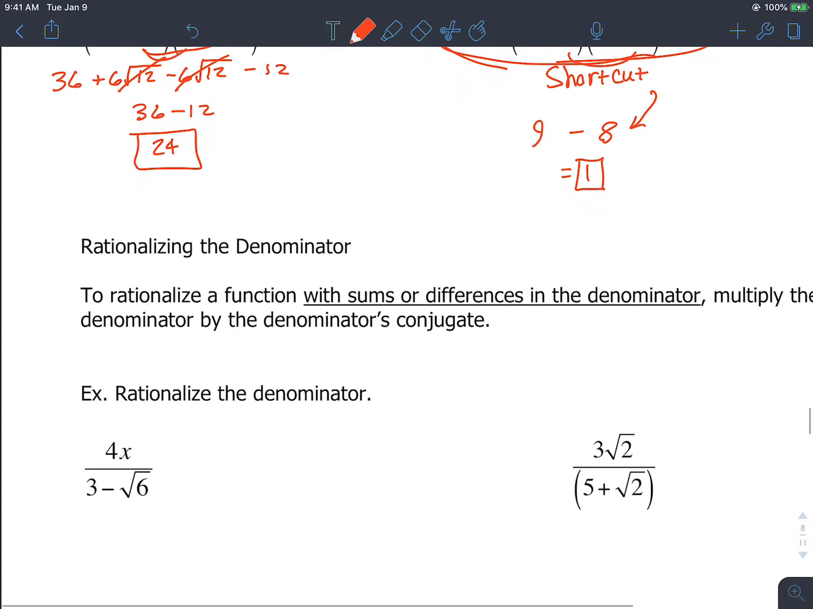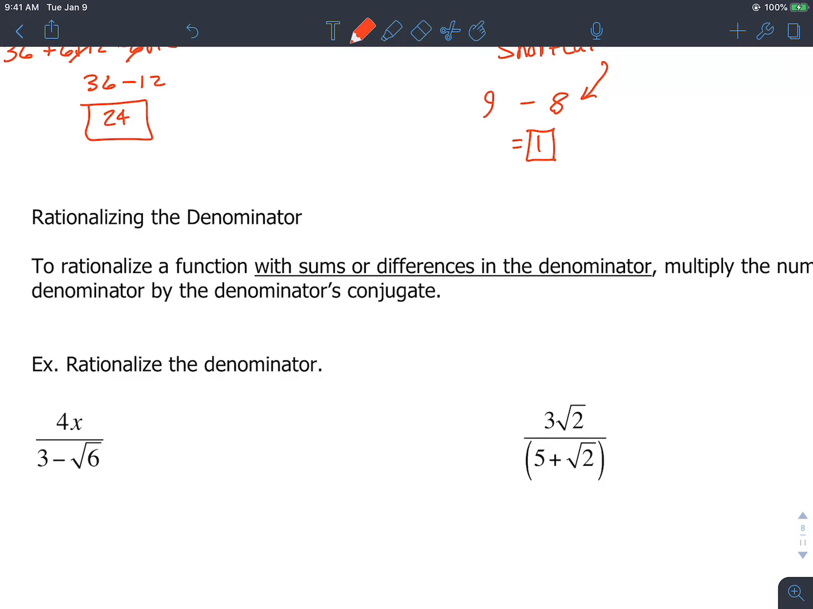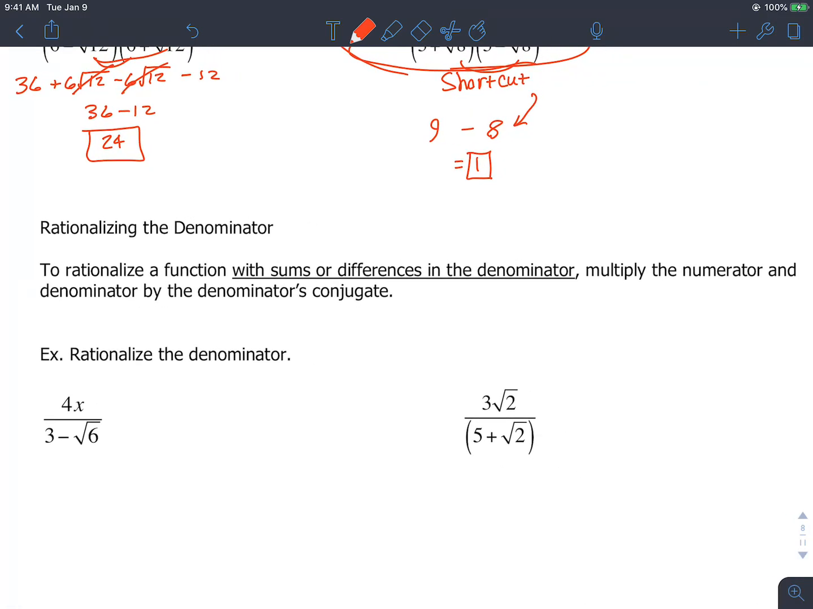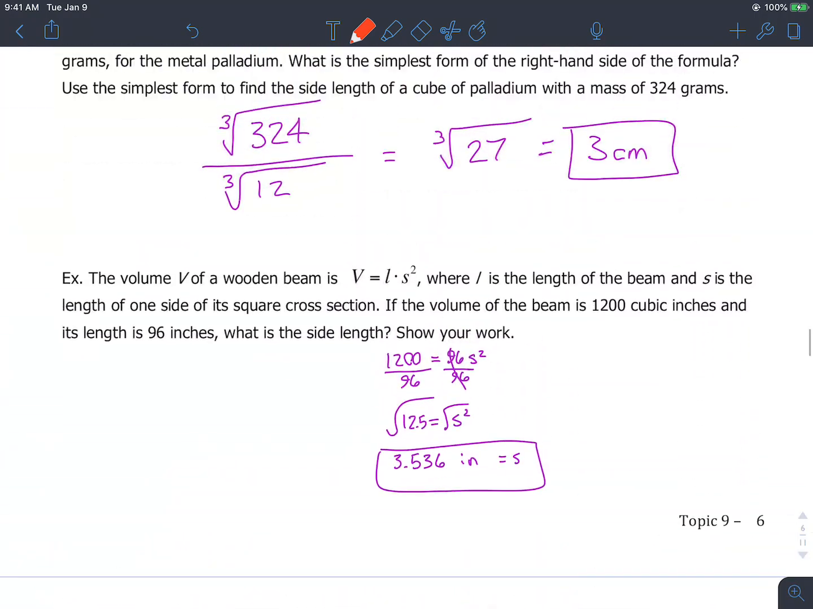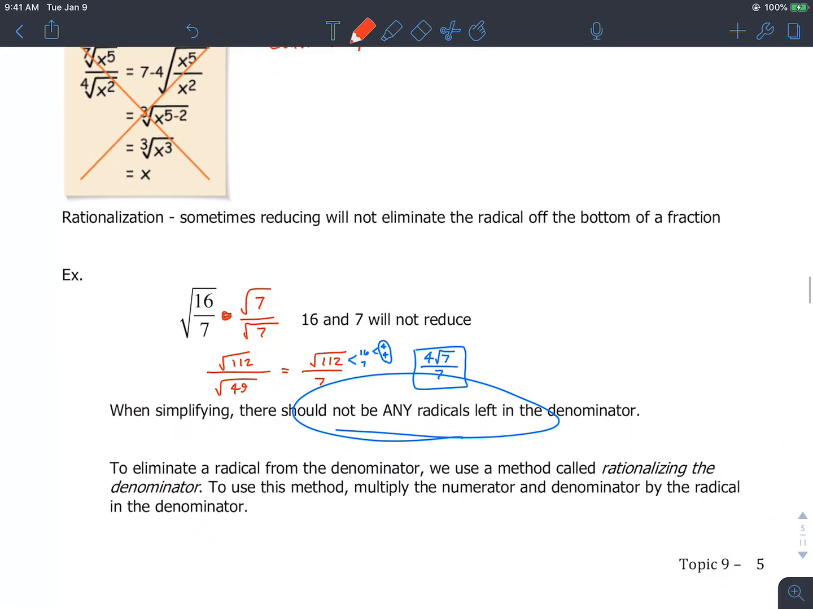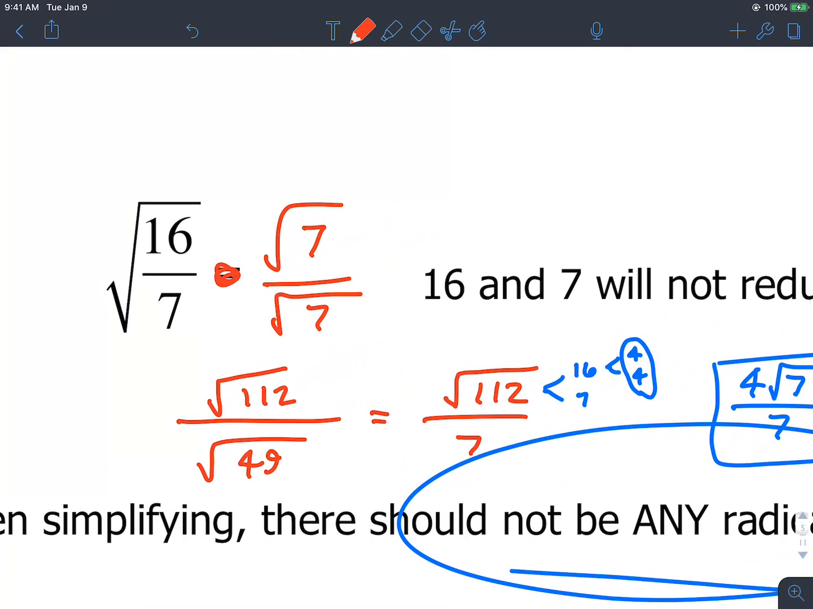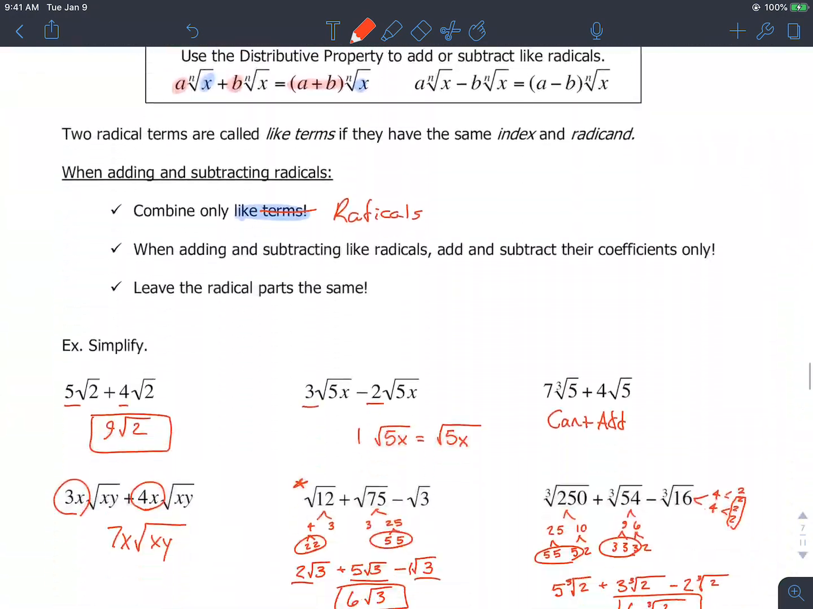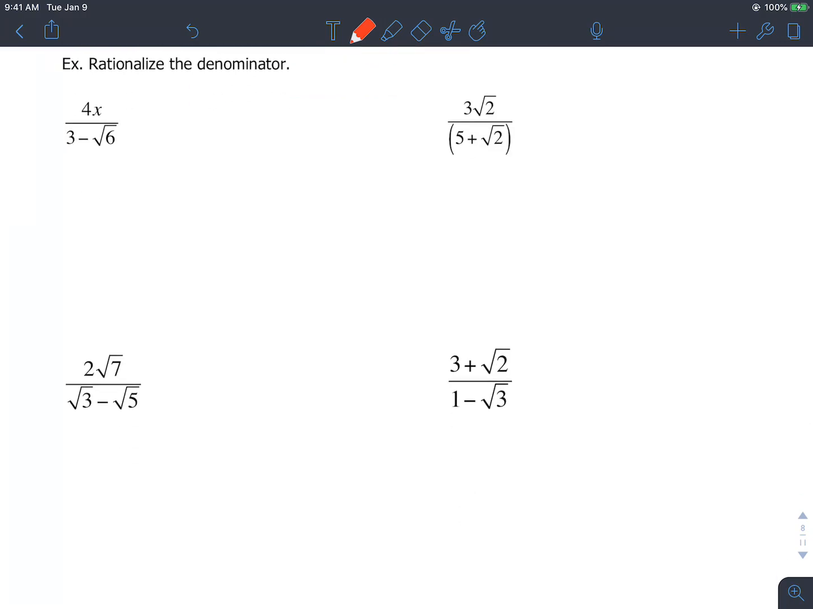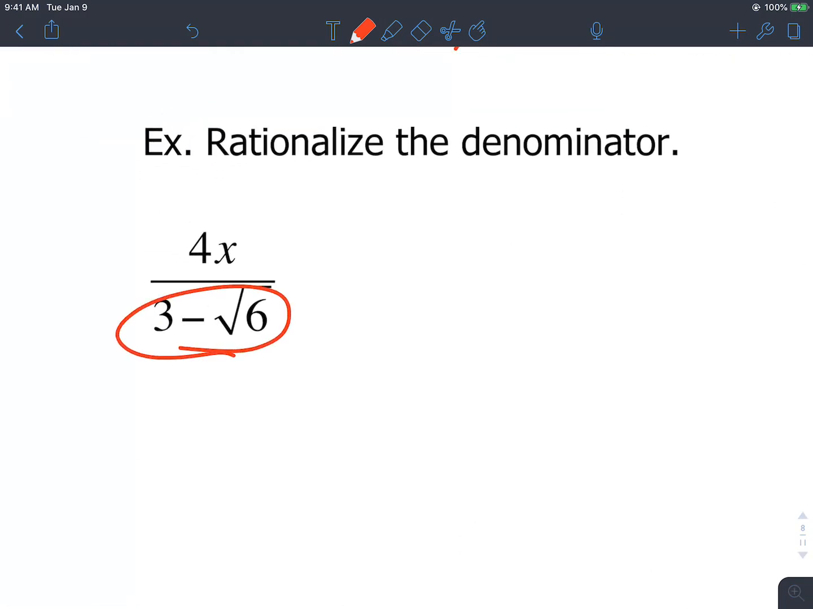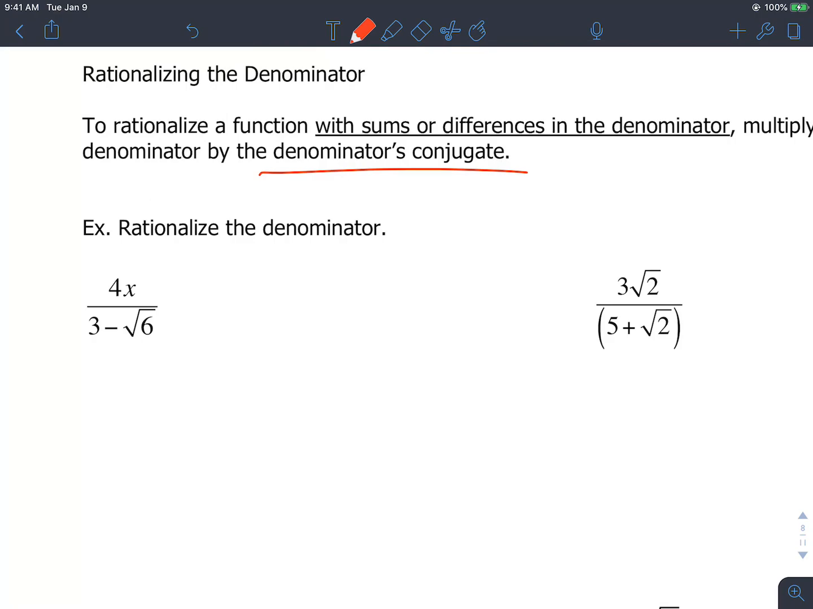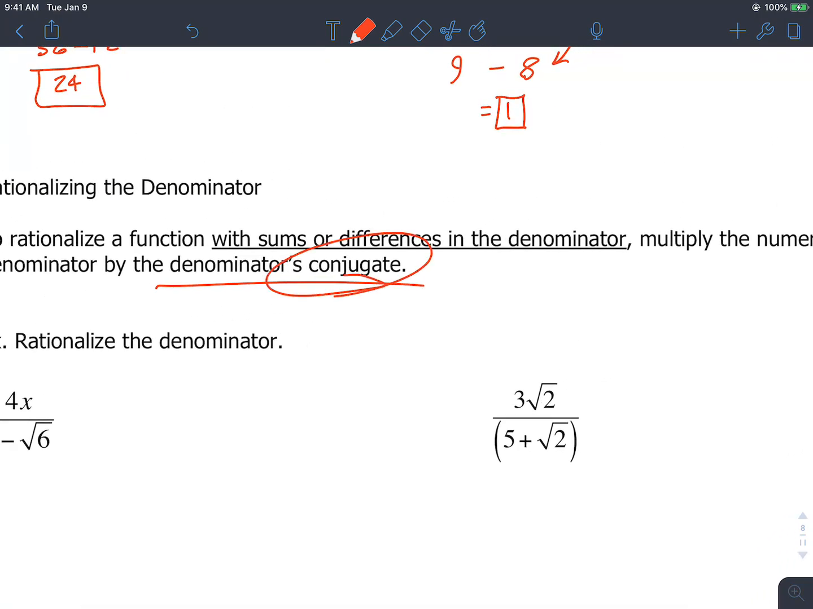So let's now talk about rationalizing the denominator here. To rationalize a function with sums or differences in the denominator, multiply the numerator and the denominator by the denominator's conjugate. I think in the 9.2 lesson we talked about rationalizing denominators. We did one where we multiply the top and bottom to make a perfect square in the denominator. So it has similar ideas. We're going to multiply the top and bottom by something, except we use specifically the conjugate. That's the big thing.